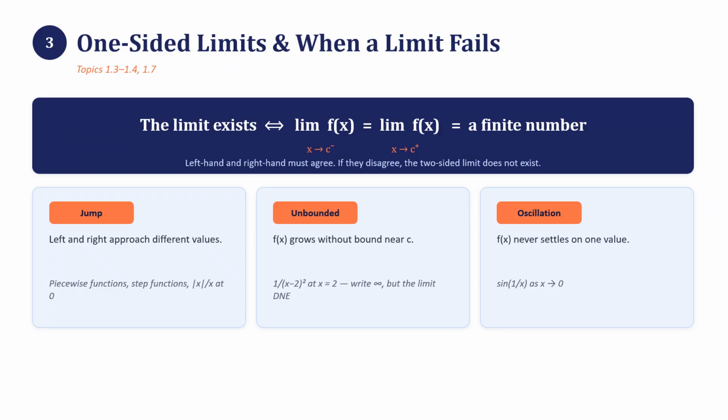Alright. First is one-sided limits and when a limit fails. So the limit exists when the limit from the left hand equals the limit from the right hand. If they disagree, the limit does not exist. And then there's 3 different types of discontinuities. You have a jump discontinuity, an unbounded discontinuity, and an oscillation, where it never settles on one value.